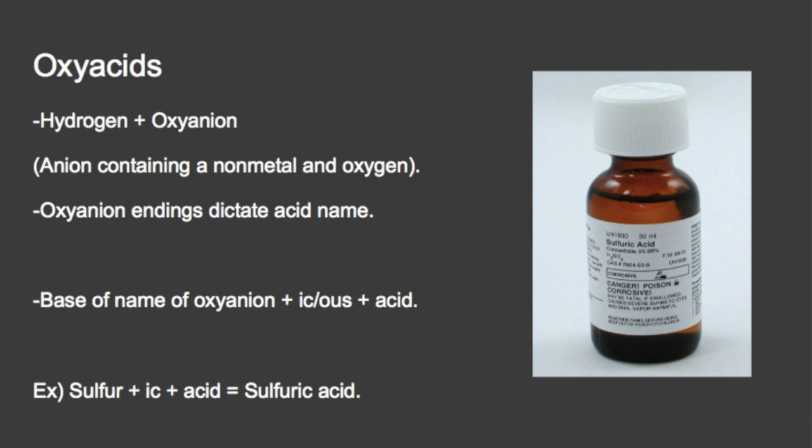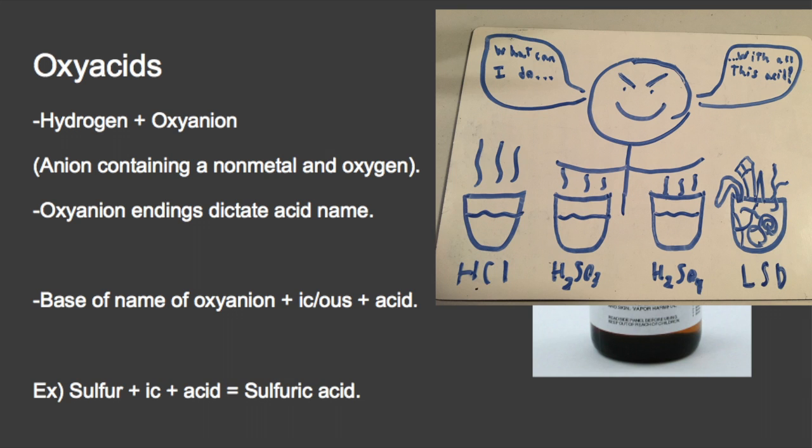Sulfuric acid is a good example of an oxyacid. In its case, you would take the base name of the oxyanion sulfate, sulfur, and you would add "ic" due to the ending of "ate". Then you would add acid to get sulfuric acid. If instead we were using sulfite, all we'd have to do is change the "ic" to "us" because of the ending of "ite", and that would give us sulfurous acid.